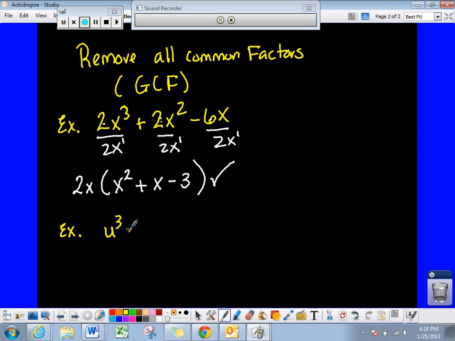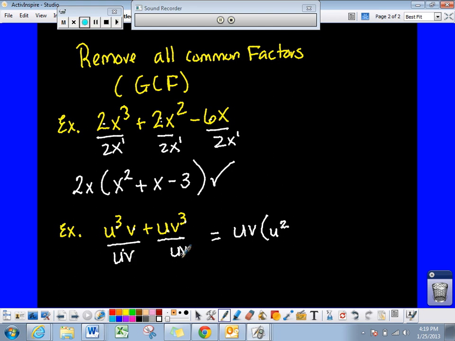U to the third v plus uv to the third. What is our GCF here? Well, this has 3 u's, this has 1, so I know I got to do 1u. This has 1v, this has 3v, so I got to do 1v. So our GCF here is uv. 3 minus 1 again is going to give you u to the second. 1 minus 1 is 0, so those go away.